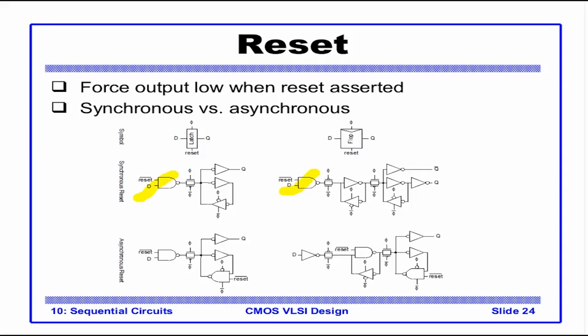The asynchronous case is a bit more complex as far as implementation goes. We'll have to reset D, and we'll also have to reset the intermediate node. Why? Because we want to make sure that Q goes to 0 irrespective of the state of the clock, and whenever the latch is transparent, this node also should not affect Q. So we add reset here also.